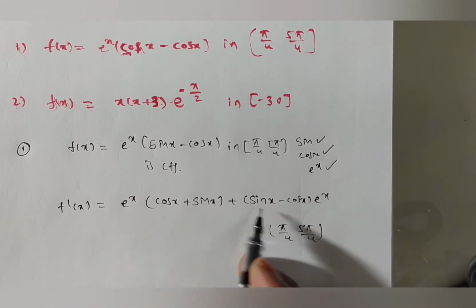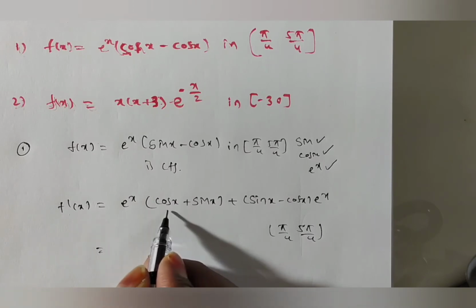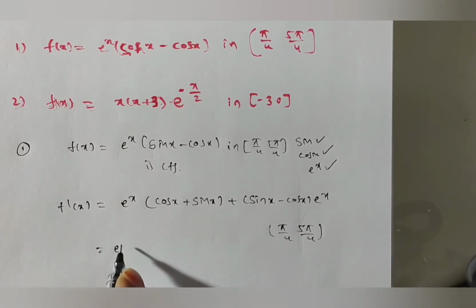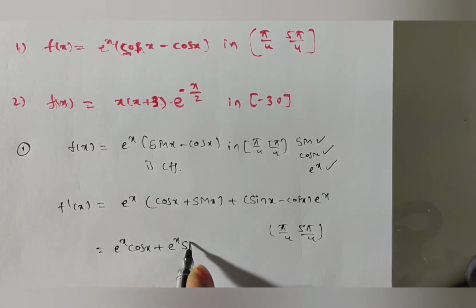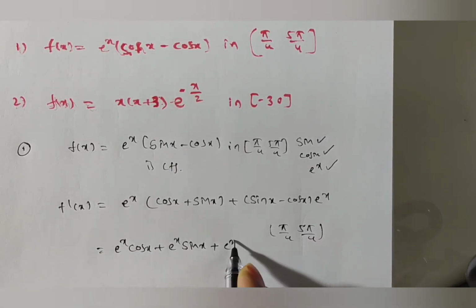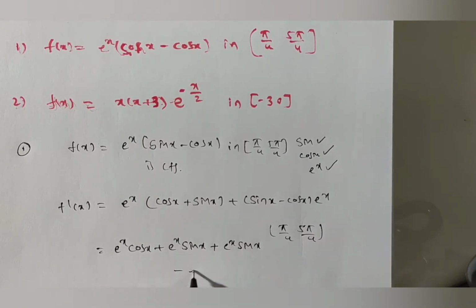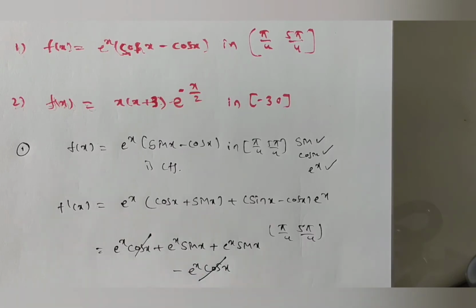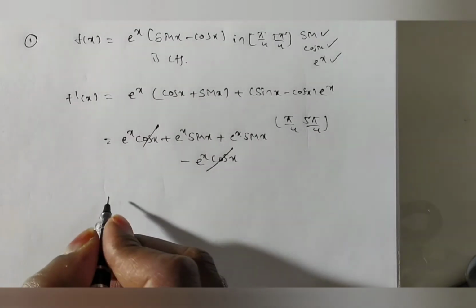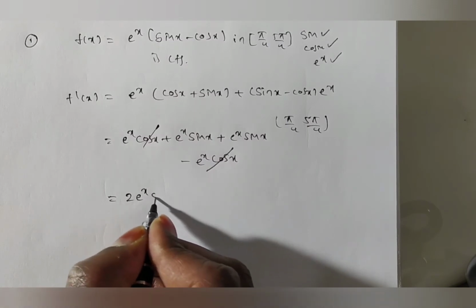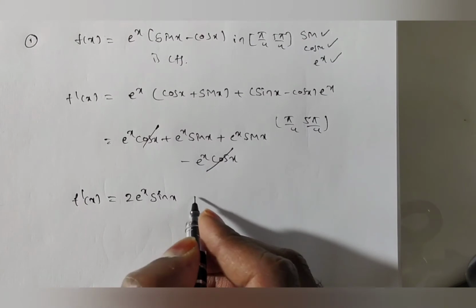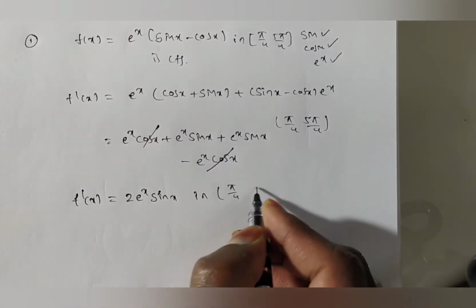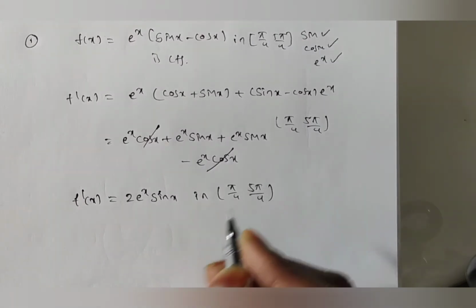Now also you can simplify this one. You see, first I am simplifying: e power x into cos x plus e power x into sin x plus e power x into sin x minus e power x into cos x. So minus e power x cos x plus e power x cos x getting cancelled. So the remaining term, what do I have? 2 e power x sin x. This f dash of x exists in the open interval pi by 4 comma 5 pi by 4.